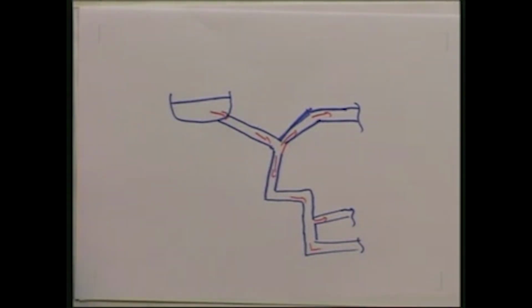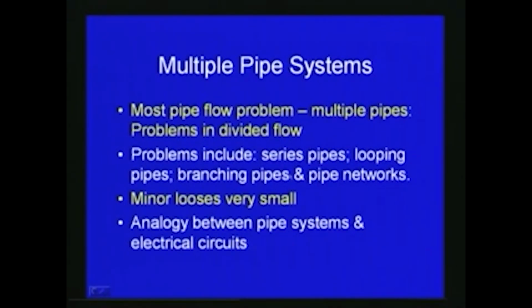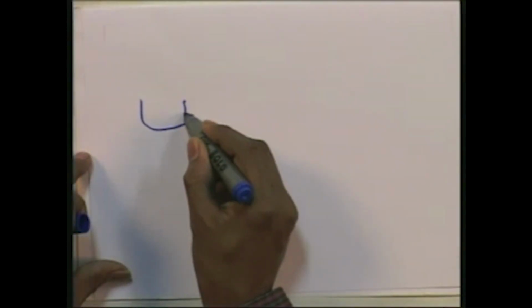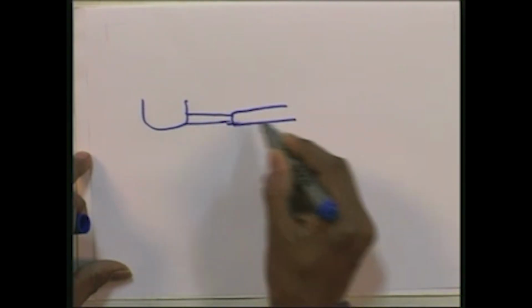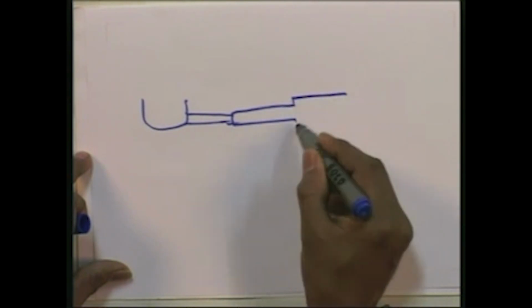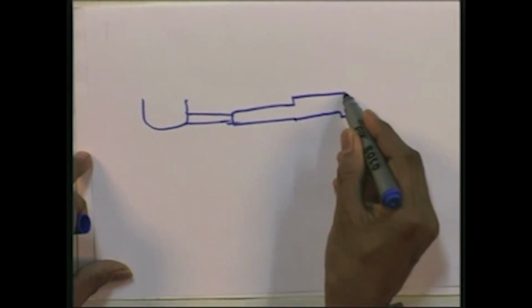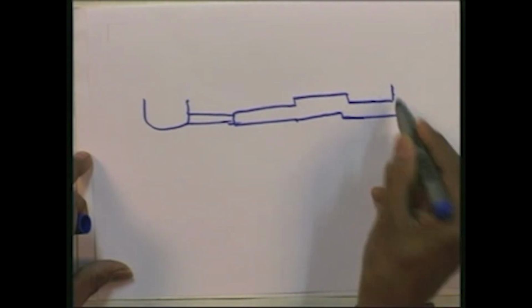So, whenever we have multiple pipe system problems, they include pipes in series, looping pipes, branching pipes, and pipe networks. The first case is pipes in series. Pipe in series is when we are connecting, for example, a reservoir with respect to another reservoir. Depending upon the case, we may use different kinds of pipes, maybe larger diameter or smaller diameter like this. So, it is pipe in series.